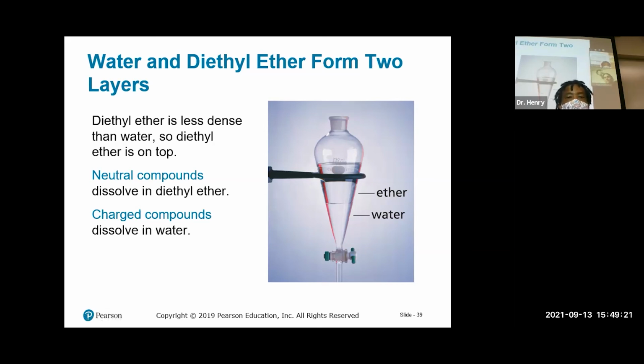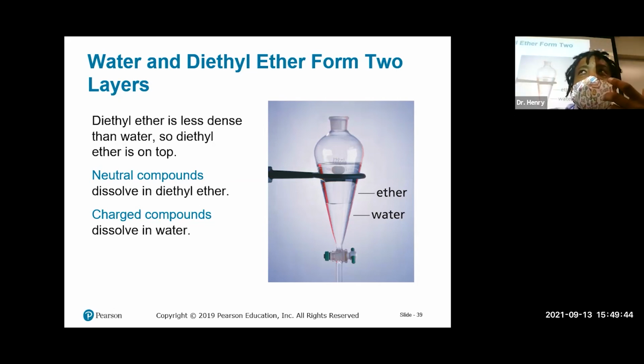Now, this here, so we have water and diethyl ether. It forms two separate layers. Diethyl ether is less dense than water, so diethyl ether is going to be on top of water.